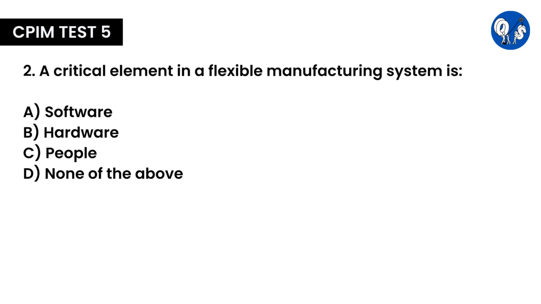Question number 2. A critical element in a flexible manufacturing system is A. Software, B. Hardware, C. People, D. None of the above. Here the correct answer is A. Software enables the integration of all the equipment in the factory, which results in a flexible manufacturing system. It provides the base to operate as one system.